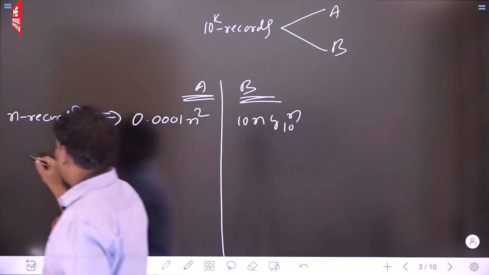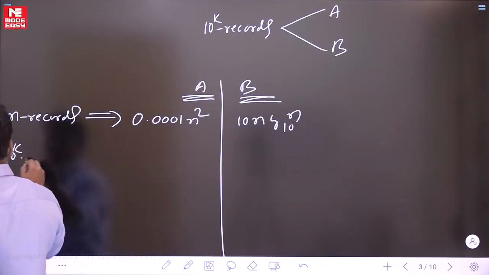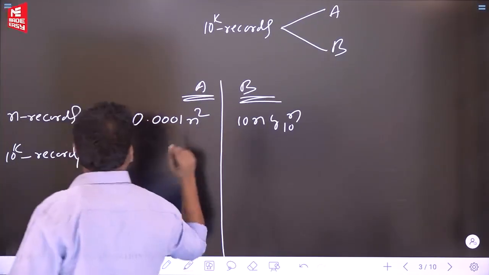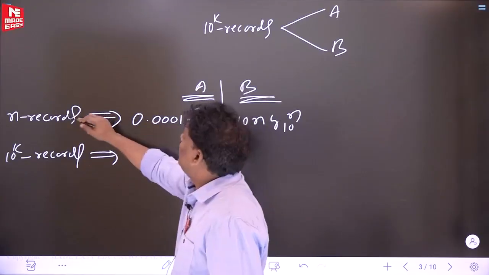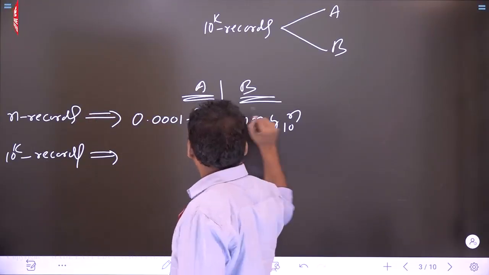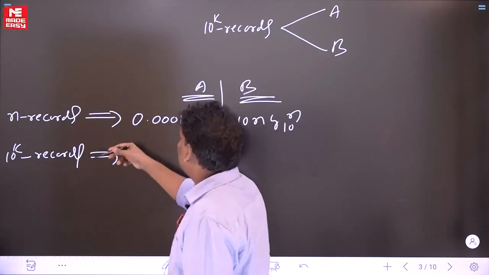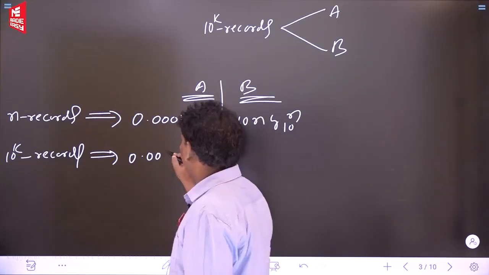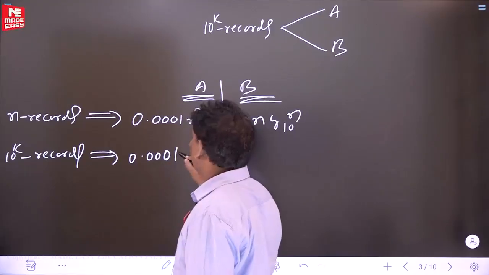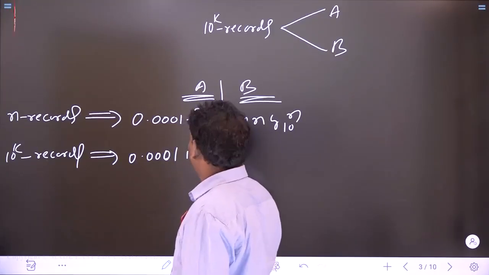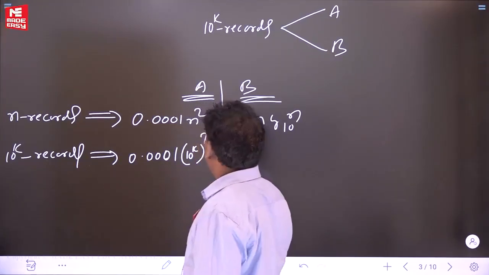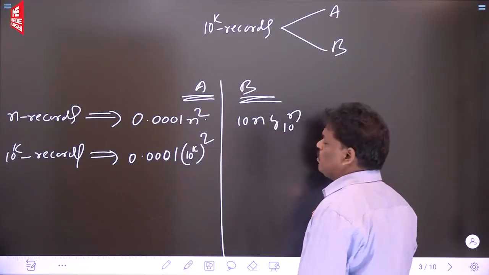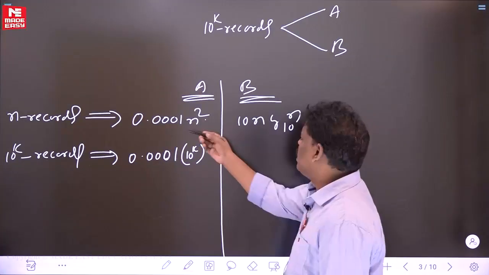Now what about this one? 10 power k records, right? What about this person? Let me check. If for n records he takes this much time, for 10 power k records, in the place of n just keep 10 power k. 0.0001, in the place of n keep 10 power k, whole square. N means n square, 10 power k means 10 power k whole square. Remaining constants are as it is.